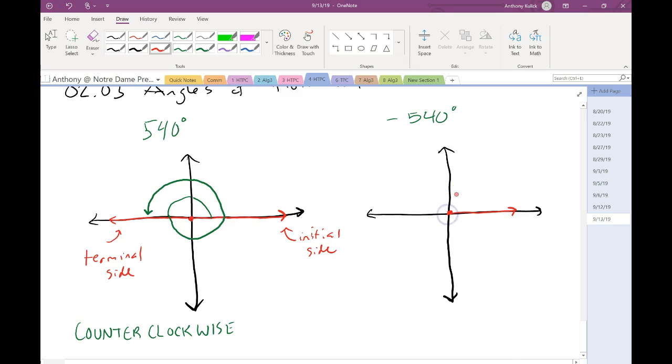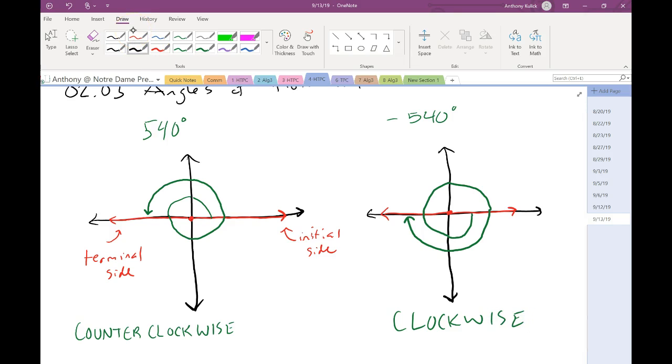So again, we're going to start with that same initial side, but this time instead of rotating counterclockwise, we're going to rotate clockwise. So negative 90, negative 180, negative 270, negative 360, negative 450, and then negative 540. So for a negative angle, we'll rotate clockwise. For positive angles, we're going to rotate counterclockwise.